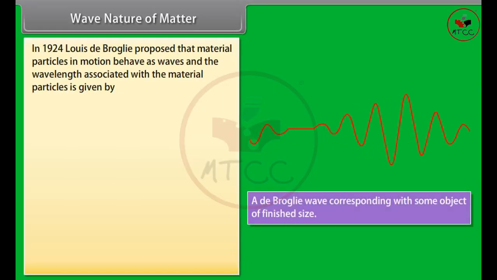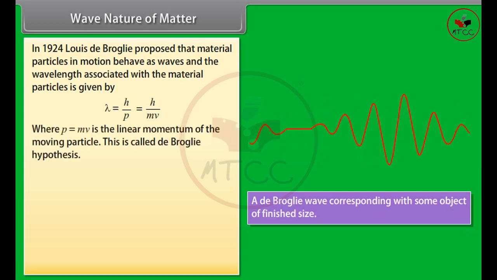In 1924, Louis de Broglie proposed that material particles in motion behave as waves, and the wavelength associated with the material particles is given by lambda equals h by p, which equals h by mv, where p equals mv is the linear momentum of the moving particle. This is called the de Broglie hypothesis.